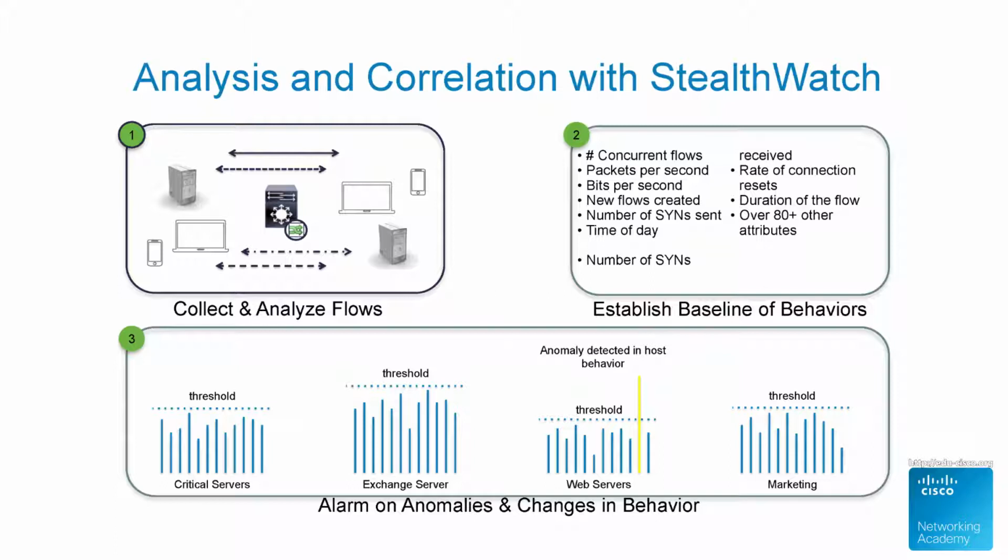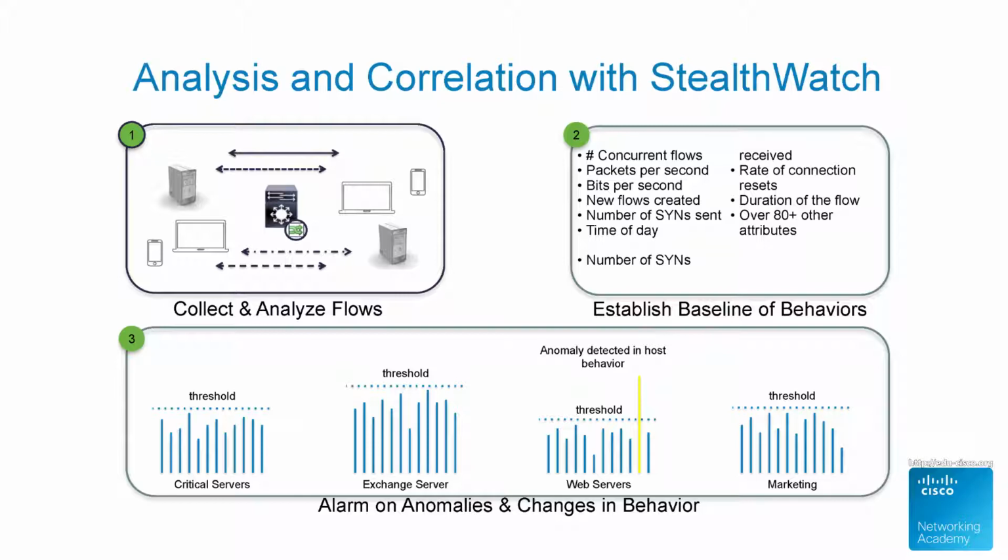That's not normal, right? So the first thing we do, we collect the flows. We look at around 90, 100 different attributes of the flow data, as you can see in point number 2. And then we create the baseline.